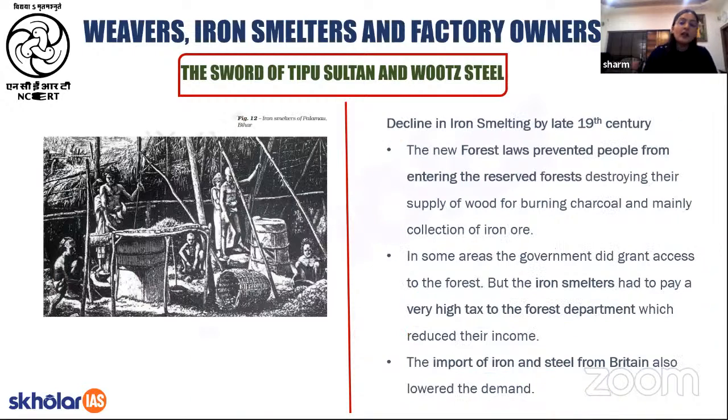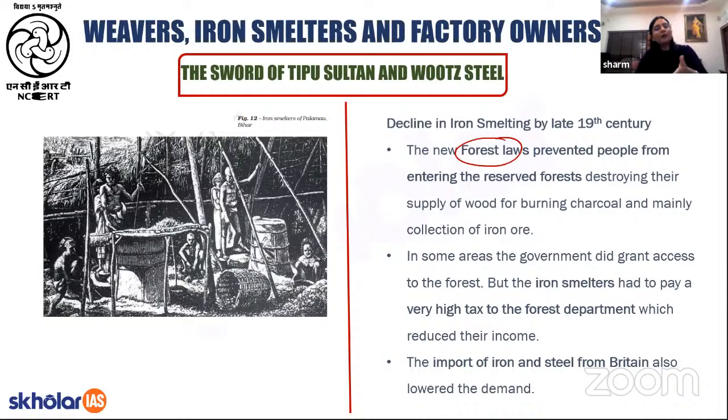Apart from that, students, there was another important reason which led to the decline of the iron industry in our country, and that is the forest laws that were put forward by the British government or the East India Company. Now, what are forest laws?